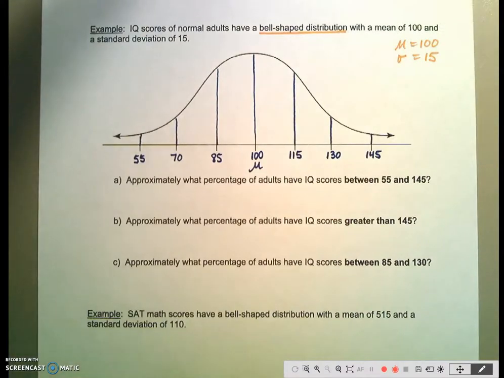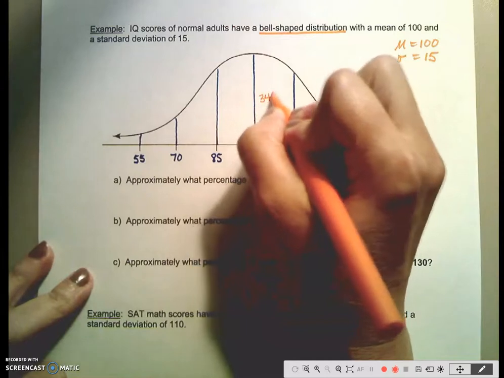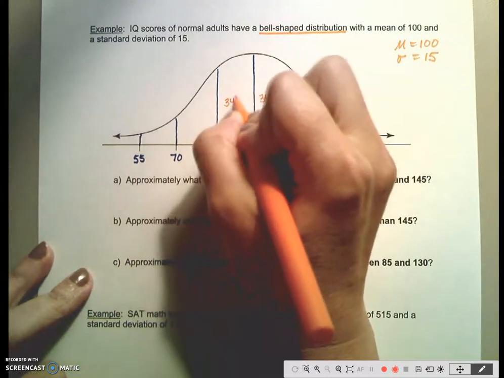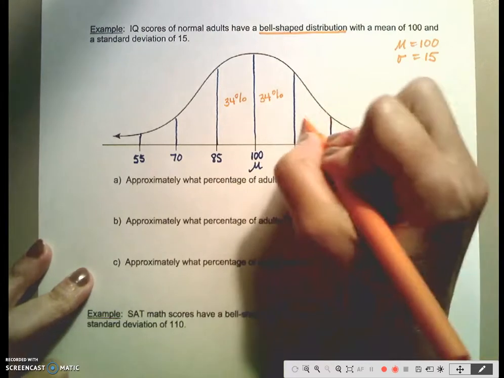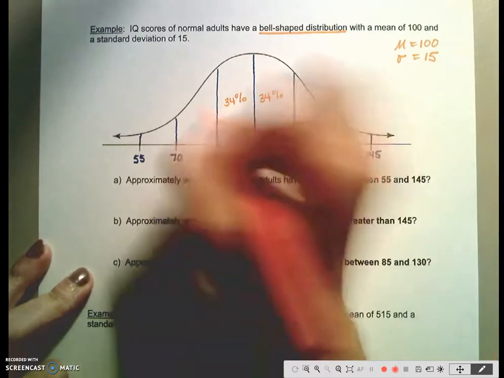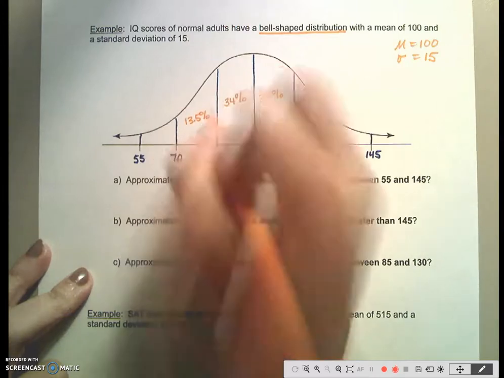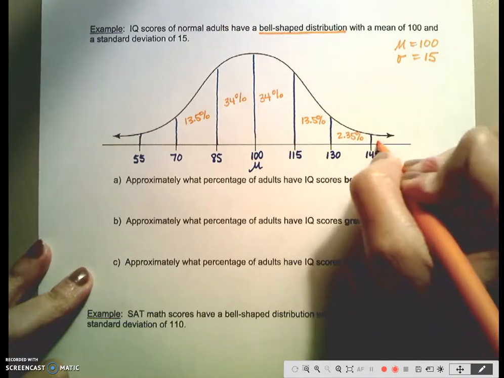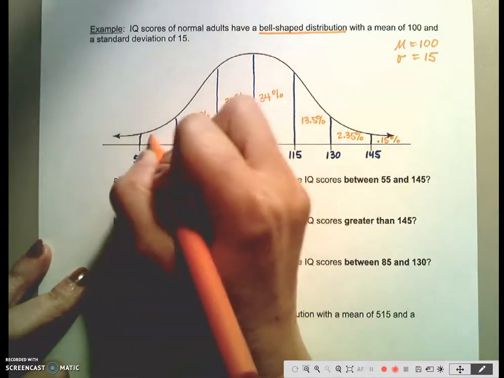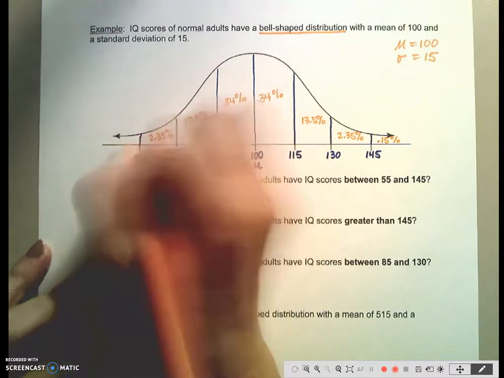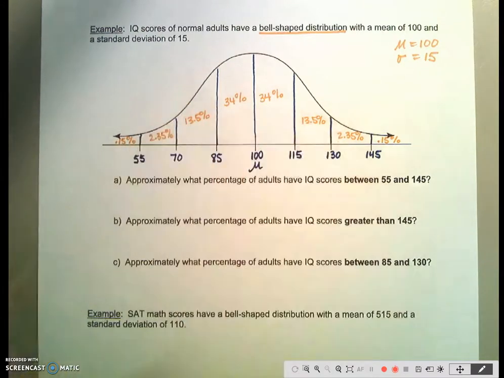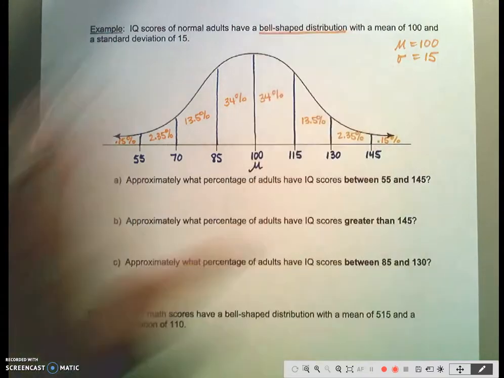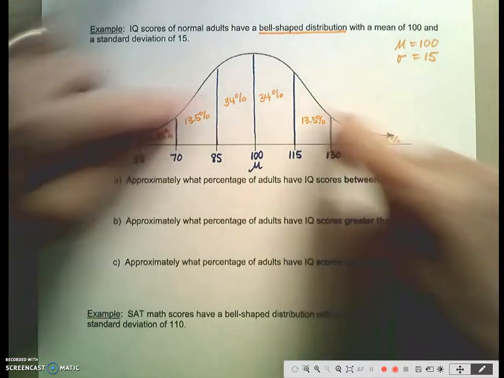From the last page, I know that this is 34%, so is this, and then 13.5%, and then we've got 2.35% and 0.15%. They're teeny tiny to write in there, but they should match. And furthermore, when you add all these up, you should get 100%. This left half should be 50, the right half should be 50, they should match, okay?